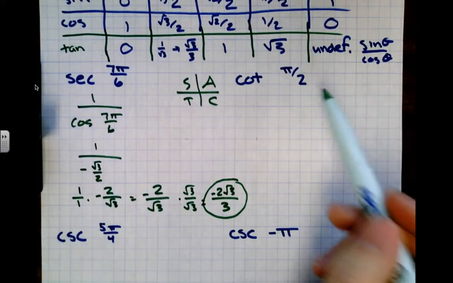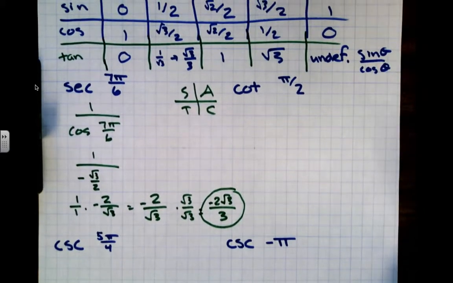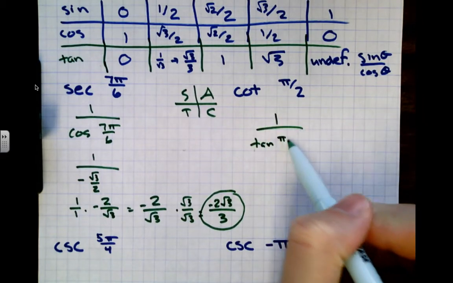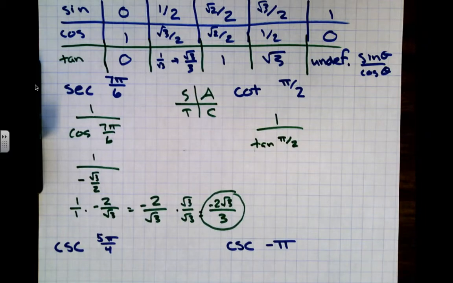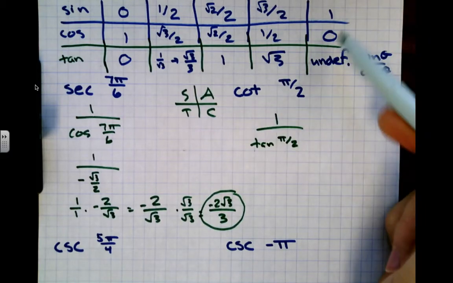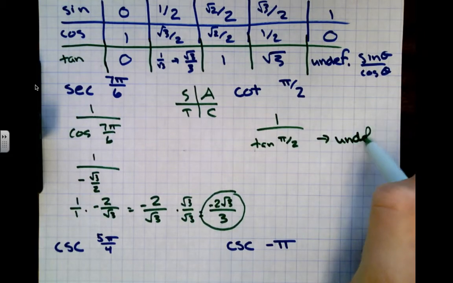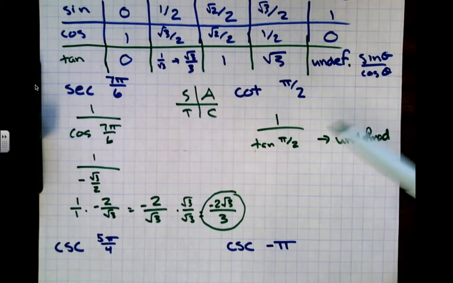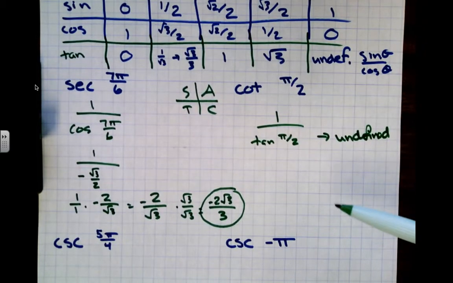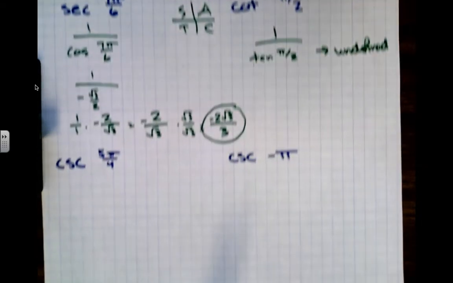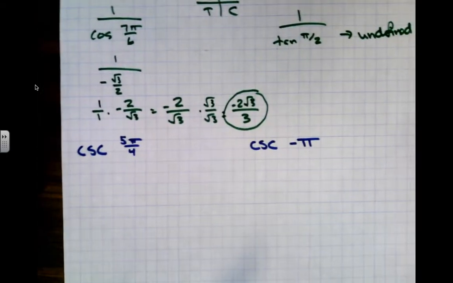Looking at the next one, I have cotangent of pi over 2. So cotangent is 1 over tangent of pi over 2. So looking at that, what I have is 1 divided by something that's undefined. So what that's going to come out to is undefined. There is no value. I can't divide 1 by some number that's not real. That's undefined. And that's okay to get for your answers, and there's going to be some that are going to be undefined. And that's totally fine. Don't get too spooked just because you see that.